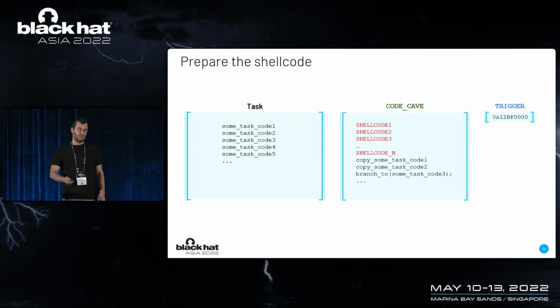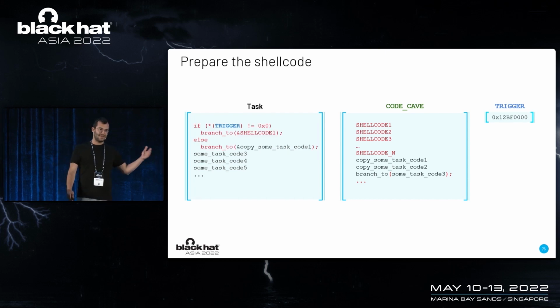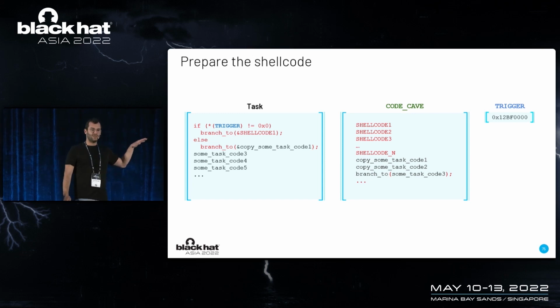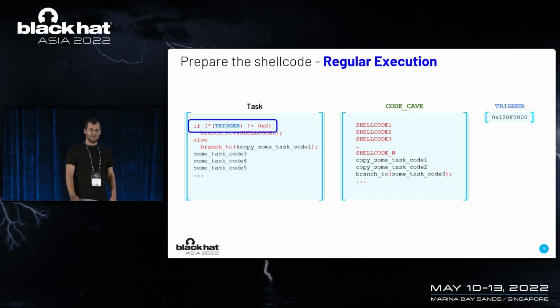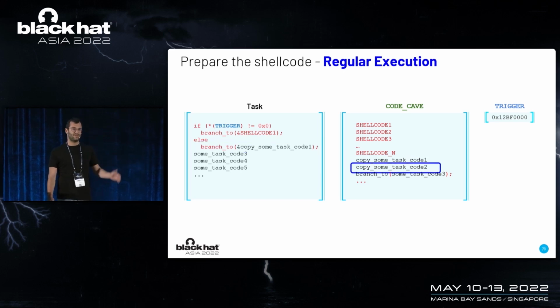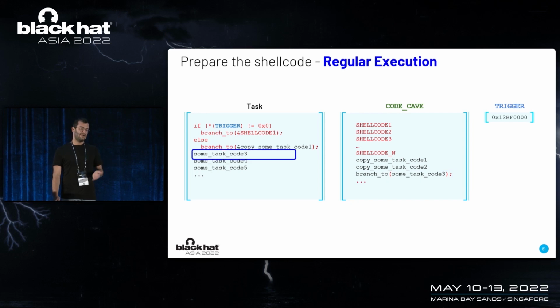So we write this, and then later we write the patch on the task itself. And the patch itself is using a trigger. So we have this location with a magic number that no one really uses, and we can use this as a trigger mechanism, and I'll explain soon why. So let's see how regular execution works. In the regular execution of the task, if no one has written anything to the trigger, it checks the trigger. If the trigger is 0, it basically jumps to the first few commands of this task, the first few opcodes.